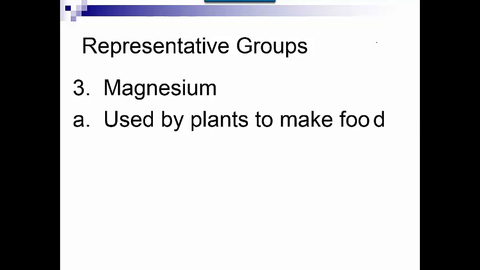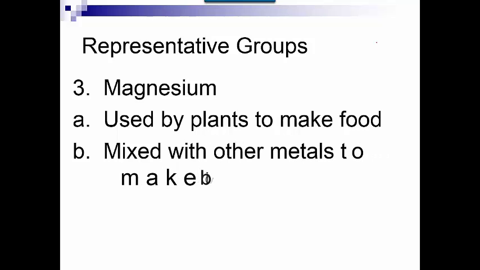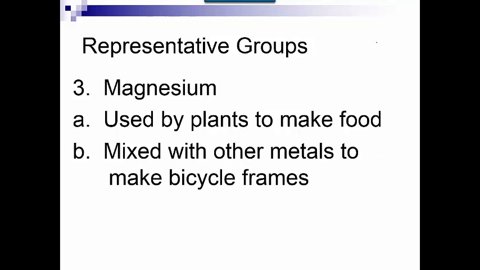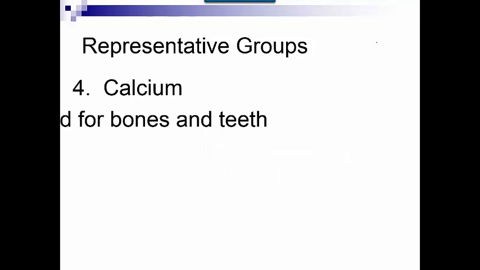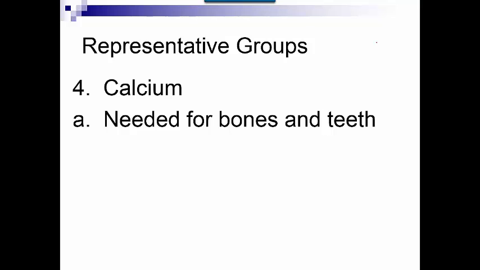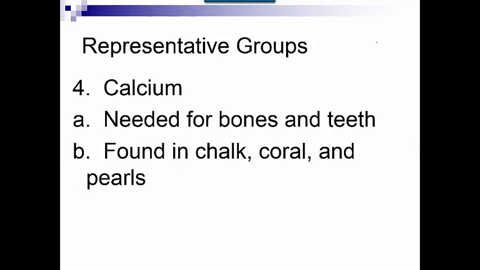Magnesium is one of the elements within that family. And magnesium is used by plants to make food. Just some quick facts here. And also it's mixed with some metals to help make bicycle frames. Calcium is another one in that family. We probably have all heard of calcium. It's needed for strong bones and teeth, but it's also found in coral, pearls, and chalk.